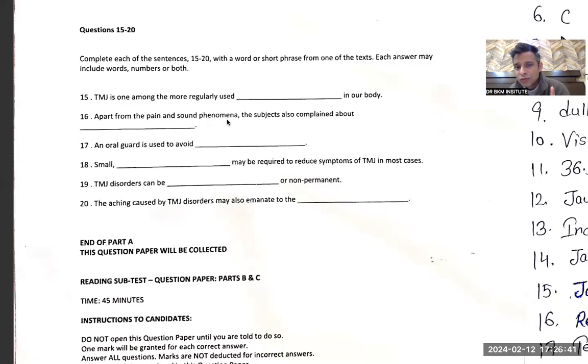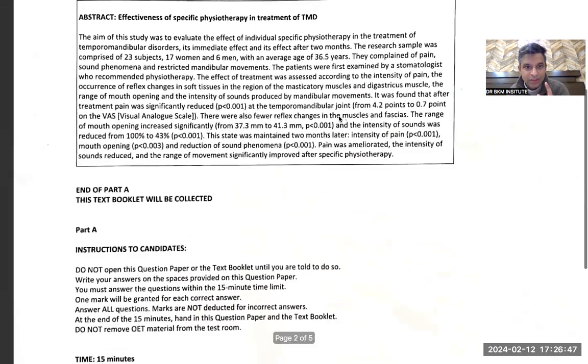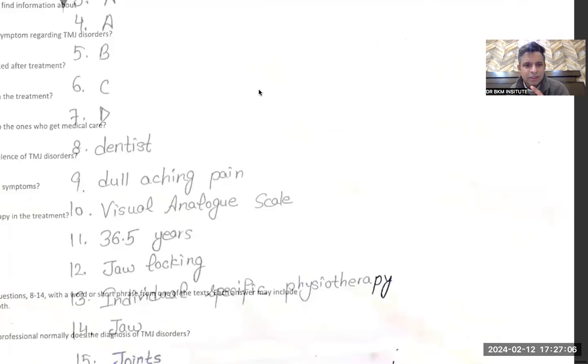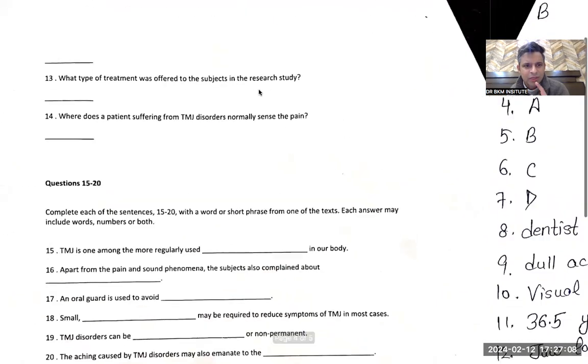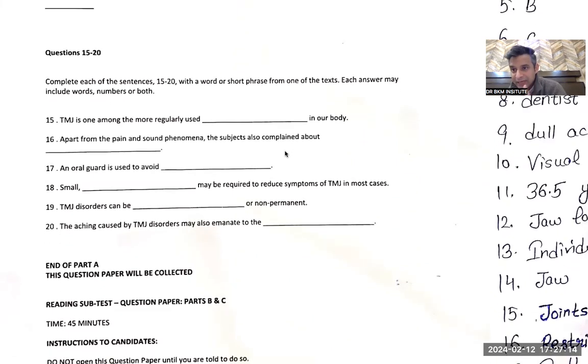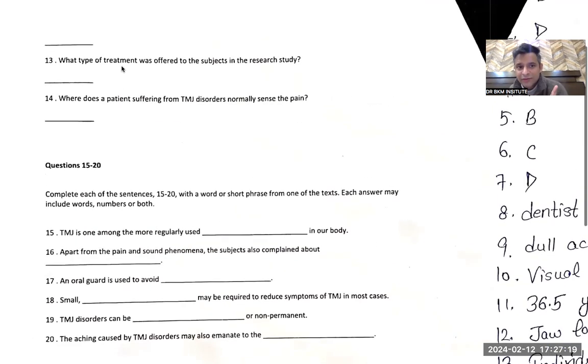Apart from the pain and sound phenomena, the subjects also complain. Subject means D, so I can go to this. Subjects also complained of pain phenomena and this was examined by a stone who recommended the fact. Sorry, it's not given. Study, evaluate. The research sample was comprised, with an average, they complained of pain, sound phenomena, and restricted mandibular movements. So I think there are two givens. So I have to place restricted mandibular movements, or I have to talk about pain. Yeah, subjects also complained about restricted mandibular movement because pain and sound phenomena is given. That is how simple it is. By chance, I left on these blanks.